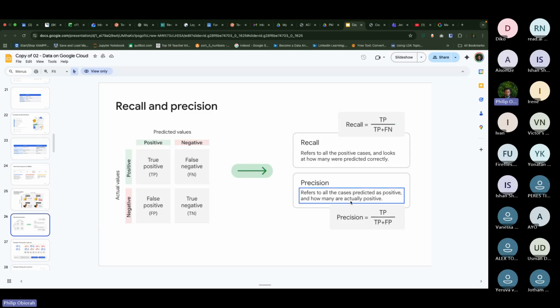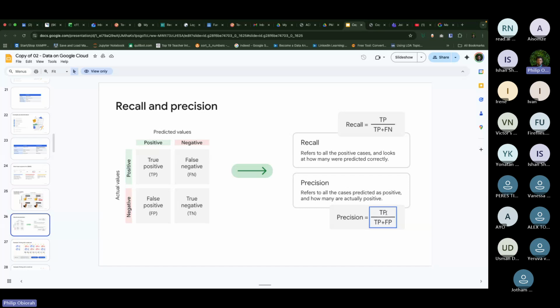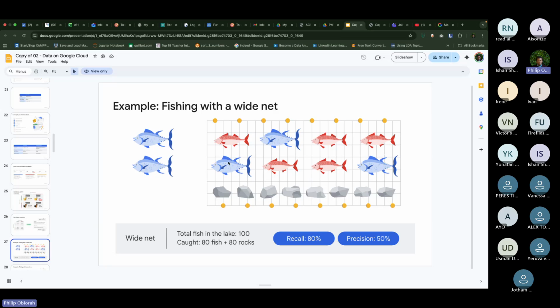In this case, of all that is positive, how many are we correct? This is looking at correctness. Of all that we have predicted positive, how many are actually correct? That's precision.